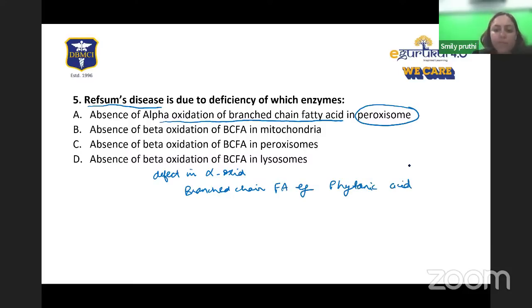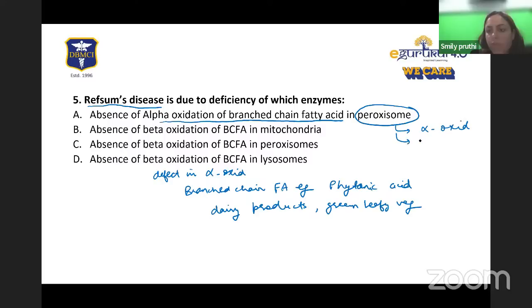Okay, this is present in dairy products and green leafy vegetables. Okay, so this is defect in alpha oxidation, Refsum's disease. And alpha oxidation occurs in peroxisomes. In peroxisomes, only 2 pathways occur: alpha oxidation and oxidation of very long chain fatty acids. Okay.